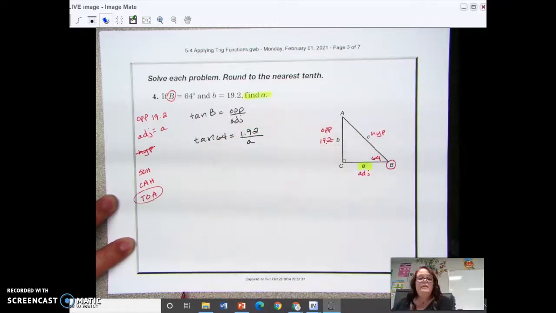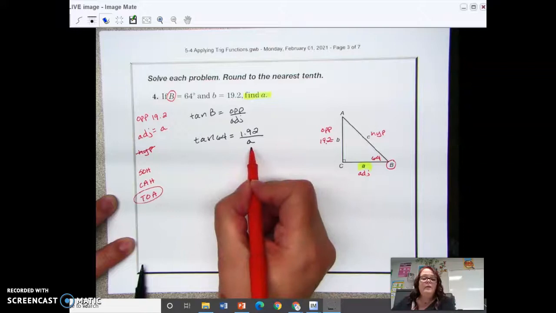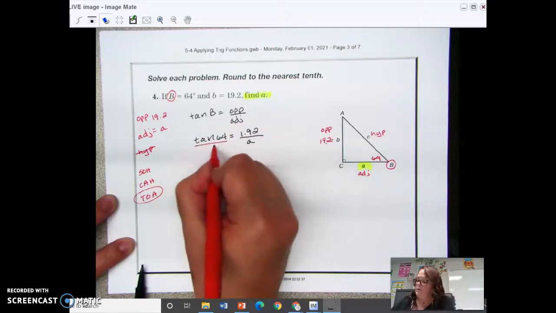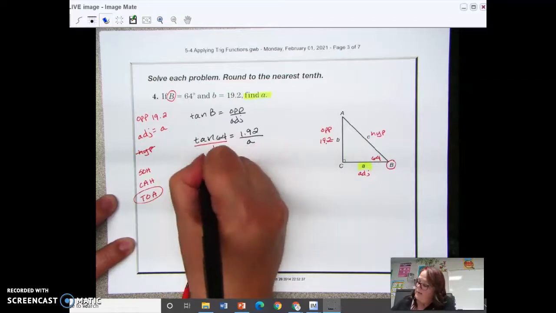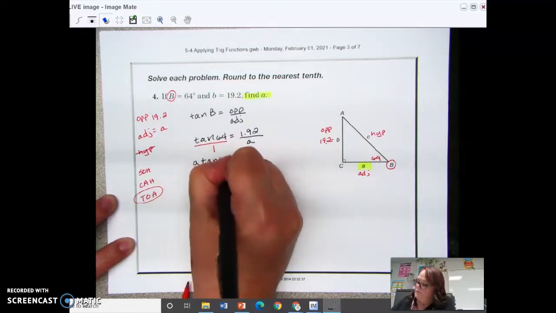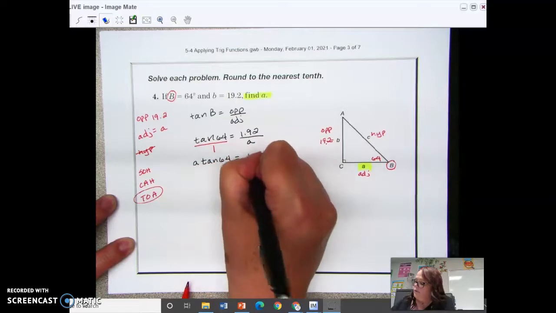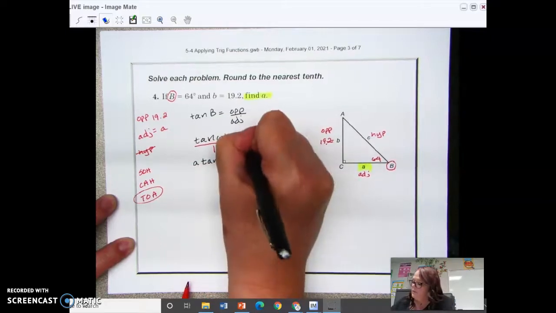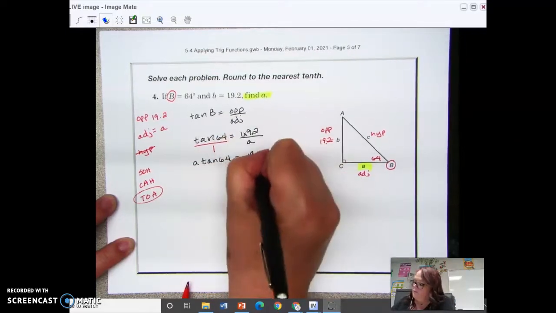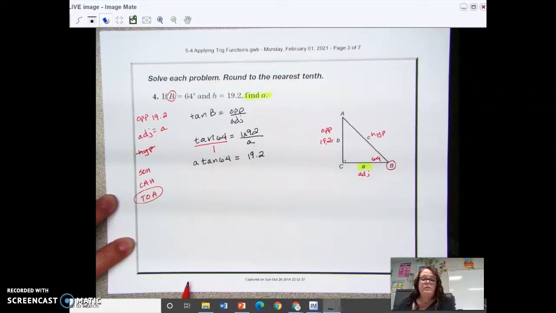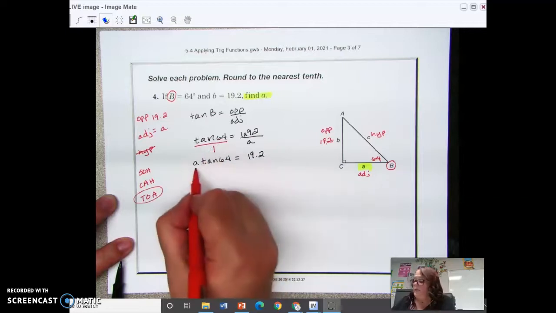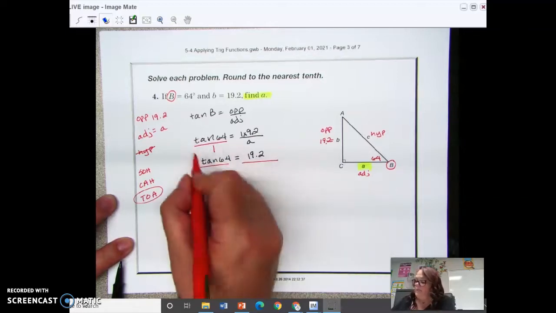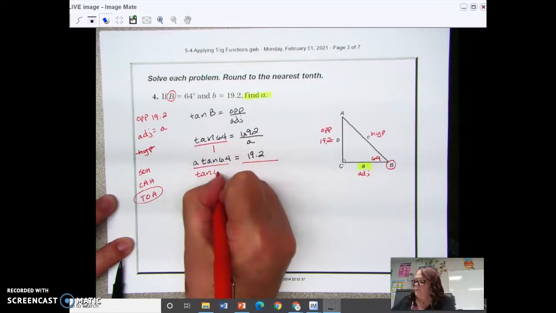Now this one is a little different than the last one because I have my variable in the denominator. So again, I'm going to put this over 1. But when I cross multiply, I'm going to have A times the tangent of 64 is equal to 1 times 19.2. So 1 times 19.2 is just 19.2. So I don't have the A alone yet. I've got to divide both sides by the tangent of 64.